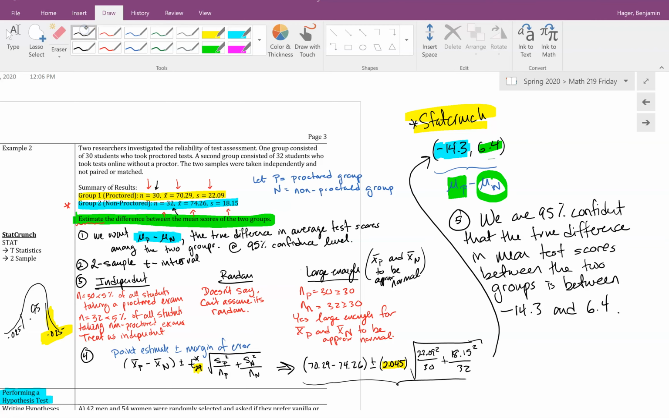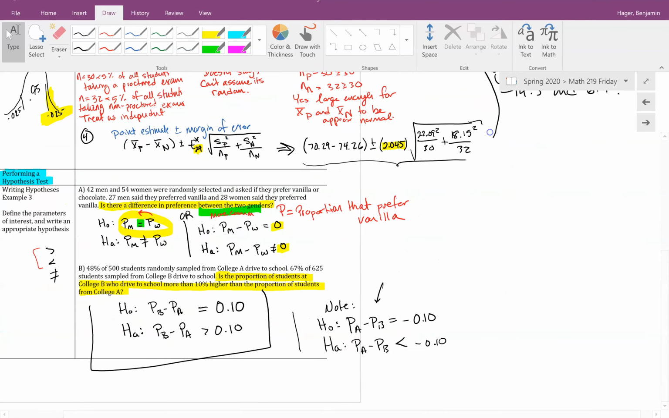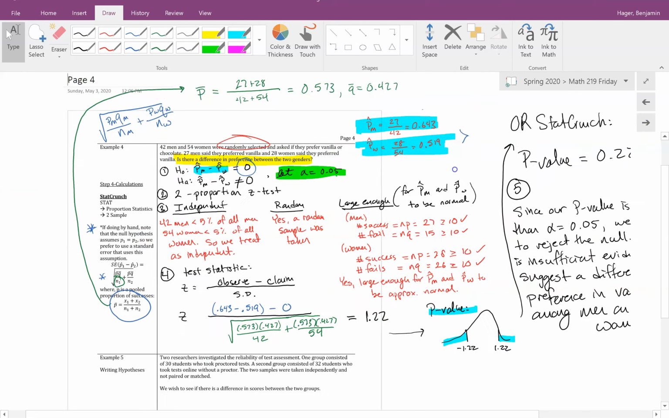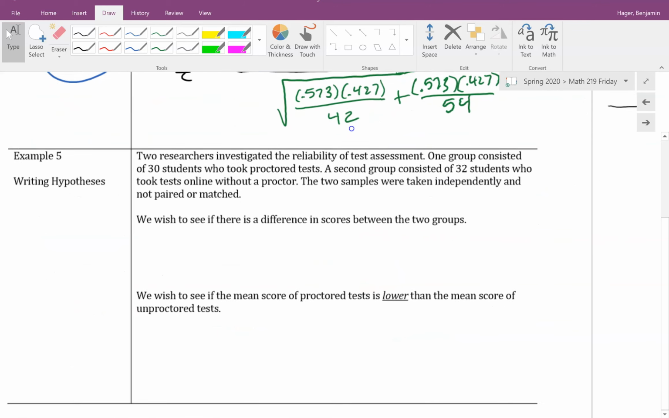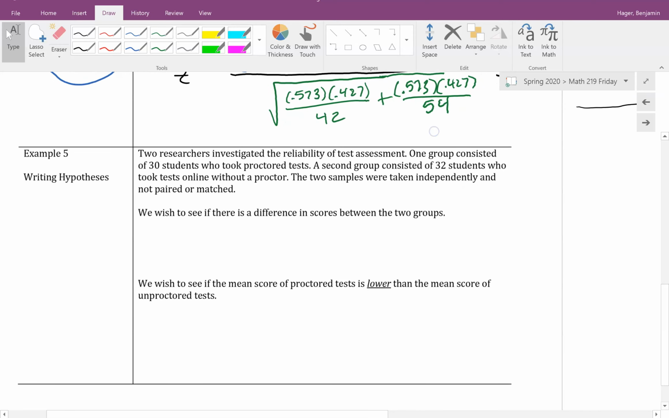Well, let's move on, and I think now we're going to have a hypothesis test coming up. This we did in the last video. It dealt with proportions. There was a big hypothesis test on proportions. So now we're going to get into means, and they want us to write a hypothesis test for means. And they're using the same example, actually. Two researchers investigate the reliability of a test assessment. One group consisted of 30 students who took a proctored test. The second group consisted of 32 students who took a non-proctored test. The two samples were taken independently and not paired or matched. We wish to see if there's a difference in scores between the two groups.